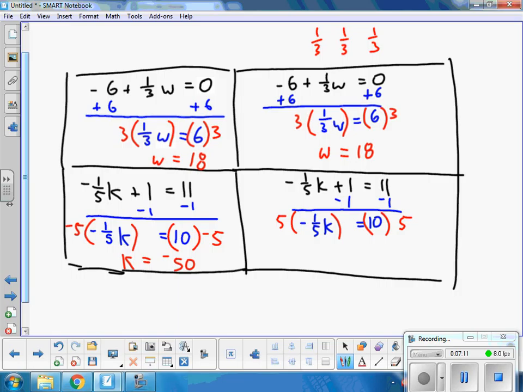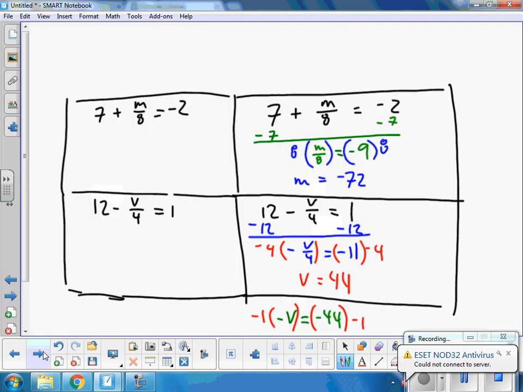But notice there's this negative hanging out right here. So I am going to bring the negative with it. I can do a negative times a negative, which gives a positive, because I want to find what positive k is. And I have a positive times a negative, which is going to be negative. 10 times 5 is 50. So k equals negative 50. Okay, let's try a couple more. Let's keep getting the hang of this.